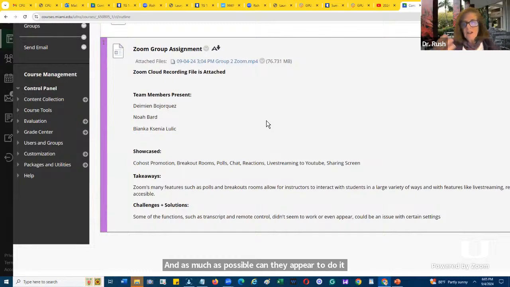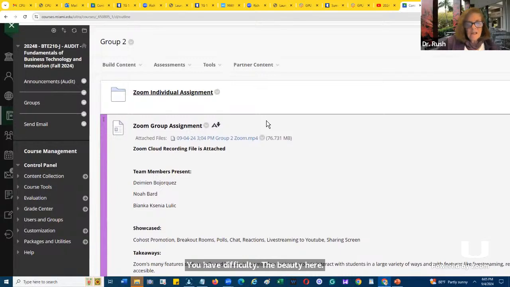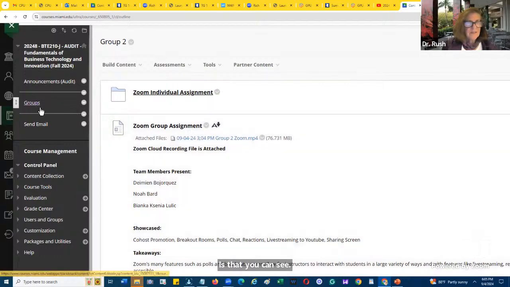If you have difficulty, the beauty here is that you can see what other people have done. That's why we call it the audit section. You don't want to change what people have done at this point, but you can reach out.